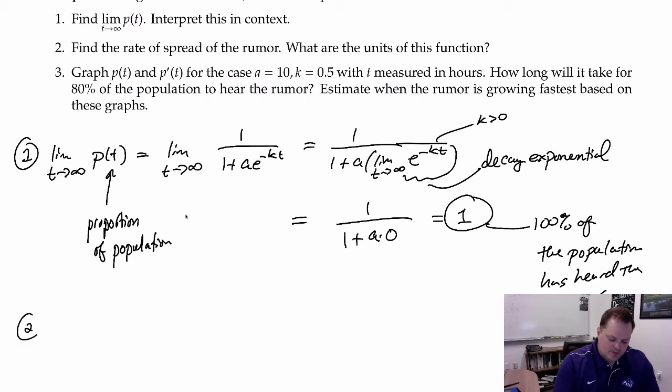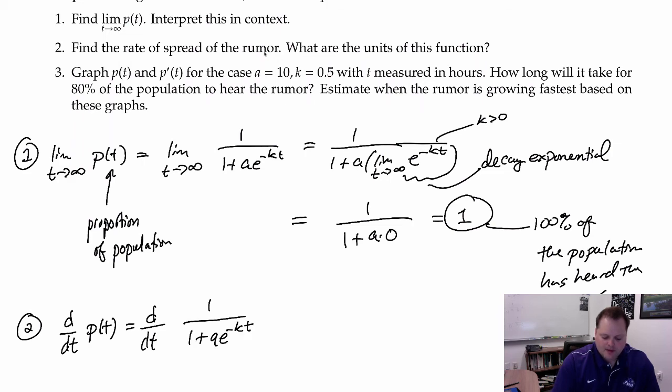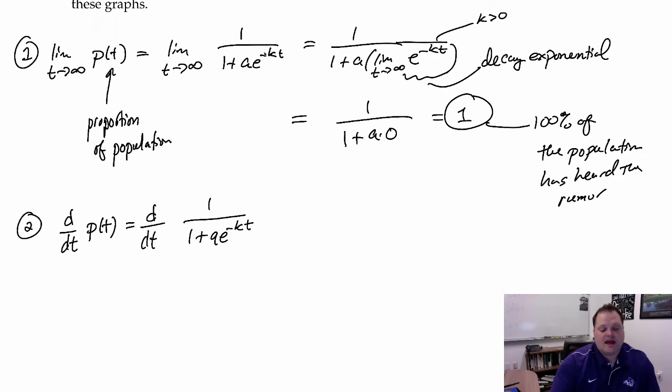What about 2? So question 2 says find the rate of spread of the rumor. So the rate, that's what this whole lecture today is about, calculating rates of change. The rate of spread of the rumor is the change in time of the rumor, or the derivative. So if I take the derivative of this function, I know a lot of you want to do quotient rule here. Let me advise against that.